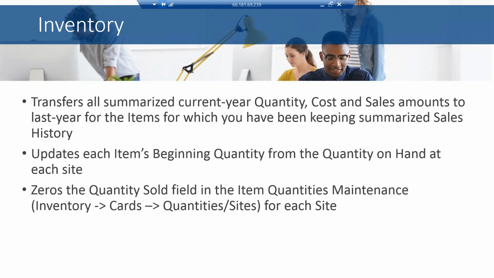Okay, so there are numbers that are tracked on a year-to-date basis, and really the idea here is that the inventory year-end closing process will move those out of the current year. So there's a zero out process and a new beginning quantity being brought forward in inventory.